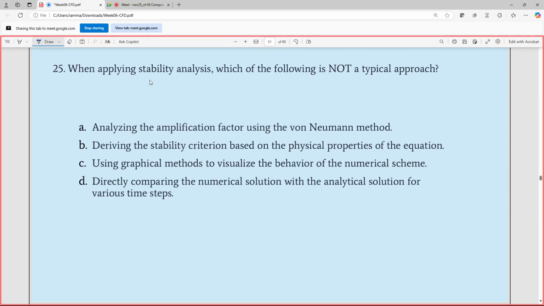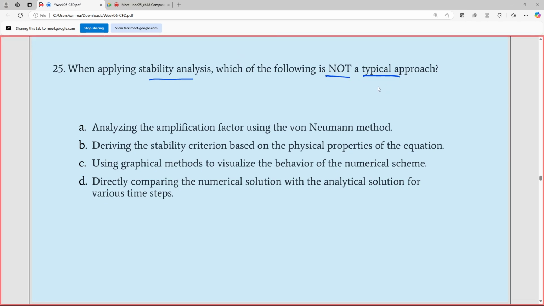While applying stability analysis, which of the following is not a typical approach? Options are: option A, analyzing the amplification factor using the von Neumann method. Option B, deriving the stability criterion based on physical properties of the equation. Option C, using graphical methods to visualize the behavior of the numerical scheme. Option D, directly comparing the numerical solution with the analytical solution for various time steps.